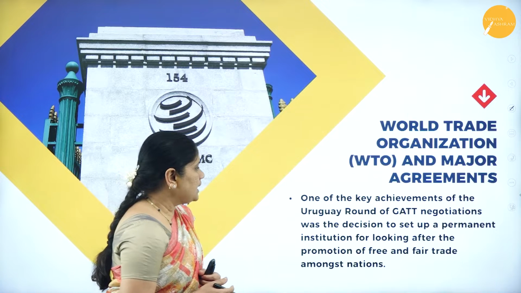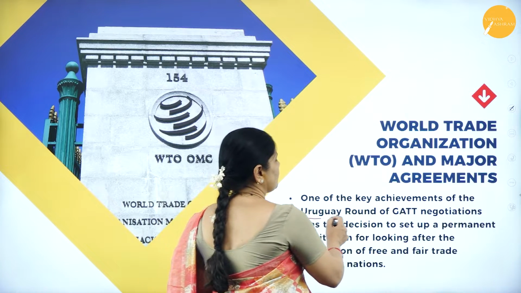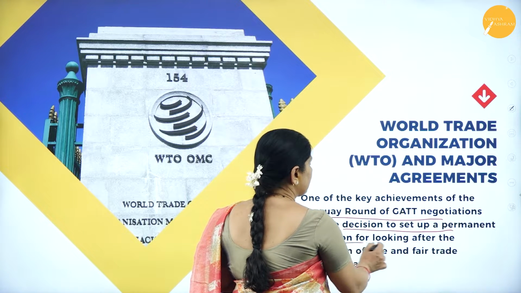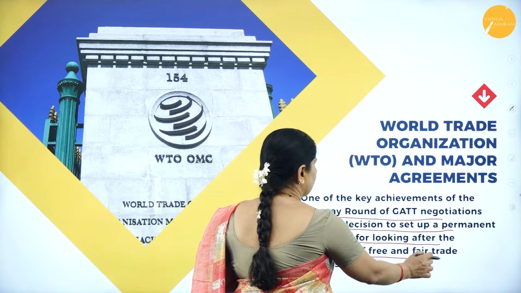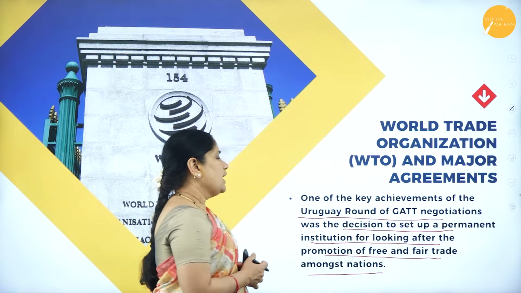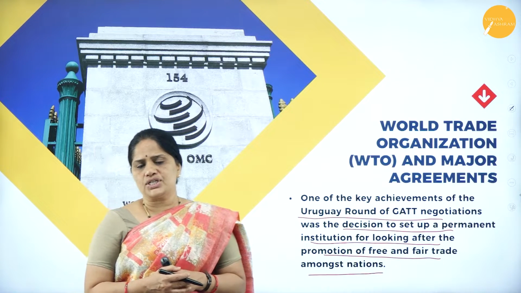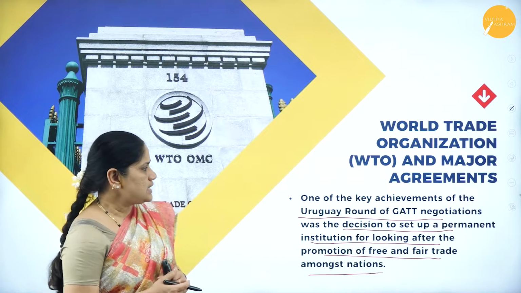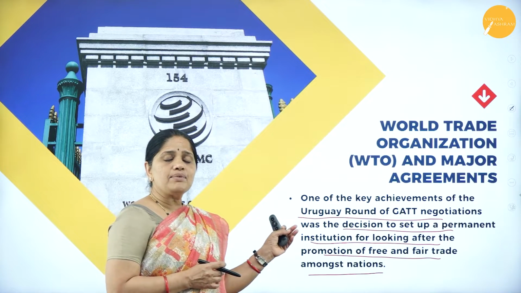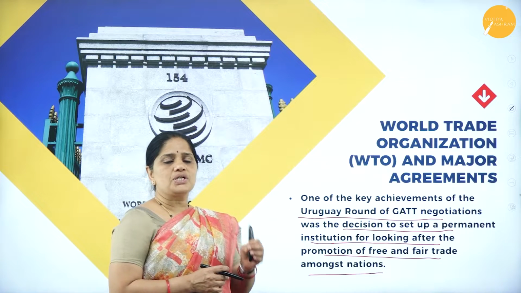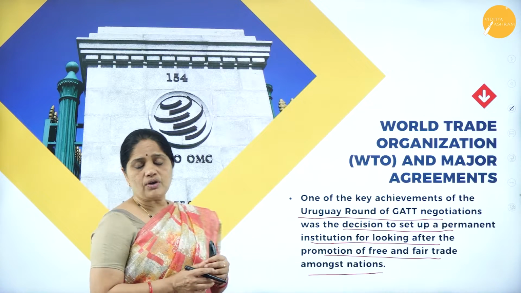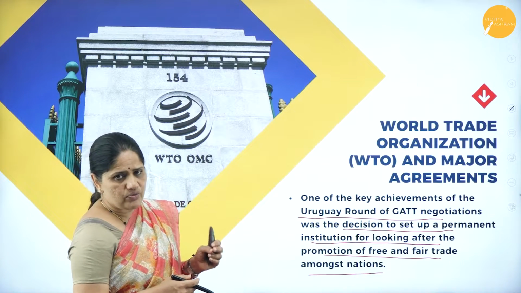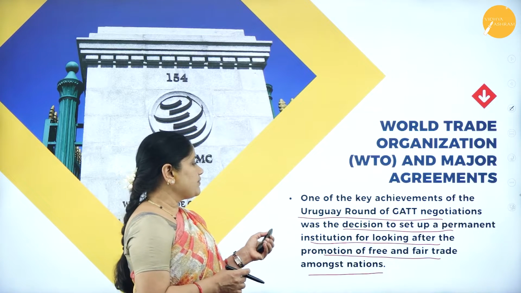One of the key achievements of the Uruguay round of GATT negotiation was the decision to set up a permanent institution for looking after the promotion of free trade and fair trade amongst nations. So, one of the key achievements of this Uruguay round is that they sought the establishment of a permanent institution to look after the promotion of free and fair trade amongst the nations. This was one of the greatest achievements of GATT.